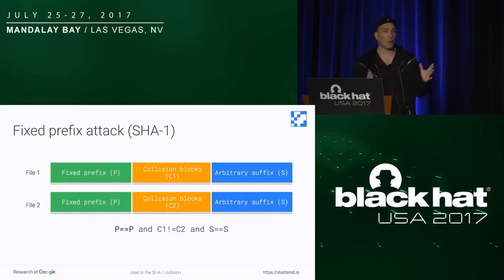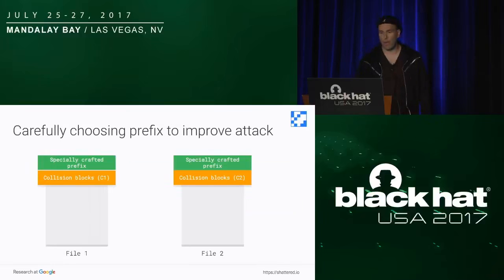In that case, we have a prefix that you have to choose before you create a collision because, remember, the input of the prefix will be used in the collision, so we can't change it after the fact. Then you have the blocks, which is where you do all your computation, and those are pretty much random blocks. And then you have the arbitrary suffix that you can change as long as they are the same. They are the same, but you can swap them as much as you want.